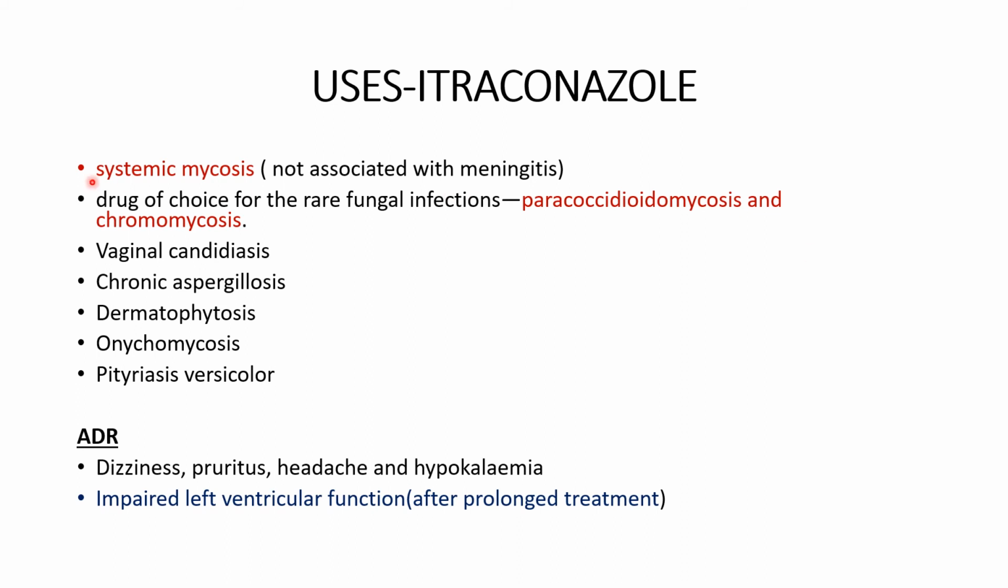Uses of itraconazole: it is mainly used in systemic mycosis, but not for meningitis, because the CSF penetration is very poor. It is a drug of choice for rare fungal infections like paracoccidioidomycosis and chromomycosis. Other uses are vaginal candidiasis, chronic aspergillosis, dermatophytosis, onychomycosis, pityriasis versicolor. Adverse drug reactions are dizziness, pruritus, headache, and hypokalemia. After prolonged treatment, sometimes it may cause impaired left ventricular function.